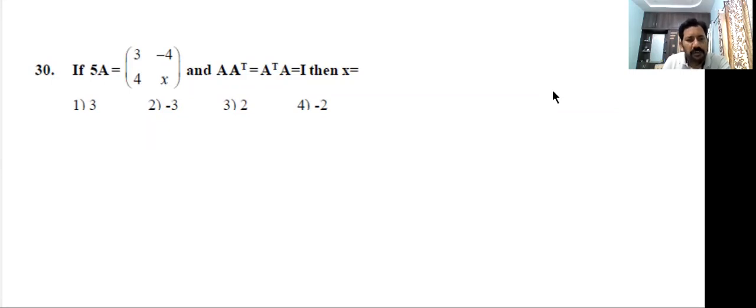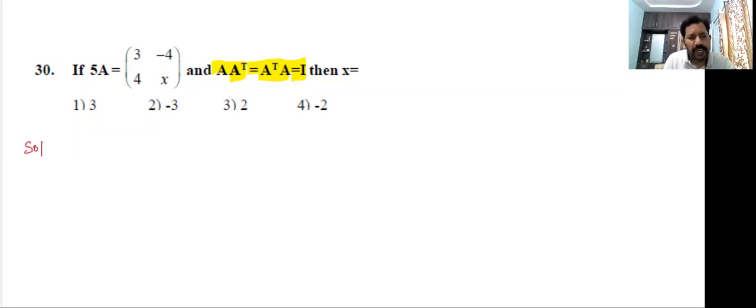A = (1/5)[3 -4; 4 x]. Then A into A transpose is equal to A transpose into A is equal to I. This is the orthogonal matrix condition. Now take any one of the conditions, and we get the answer.